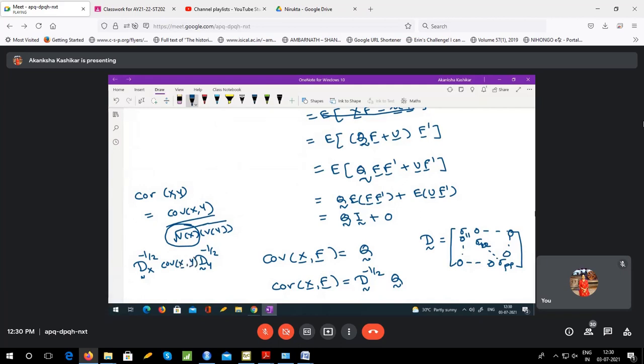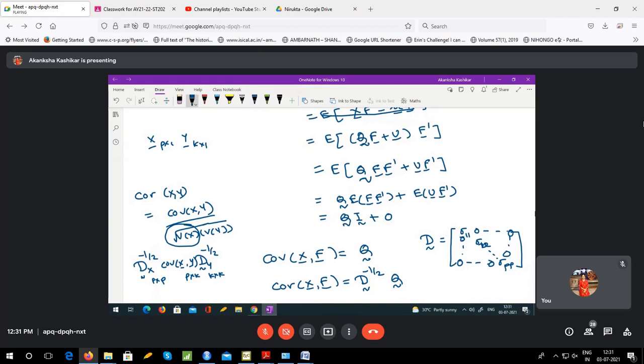I cannot have Dx raised to minus half and Dy raised to minus half together because the orders may not be compatible. So if x is of order, say, p cross 1 and y is of order, say, k cross 1, then Dx is p cross p, this is p cross k, and then this is k cross k. So the orders are compatible. Is it okay? If I have Dy and Dx both on one side, then the matrix product won't be possible. Hence, we have D raised to minus half Q into the diagonal matrix with diagonal entries as variances of f, which we know is I. So we don't need anything here.